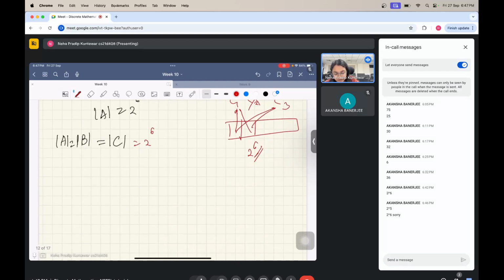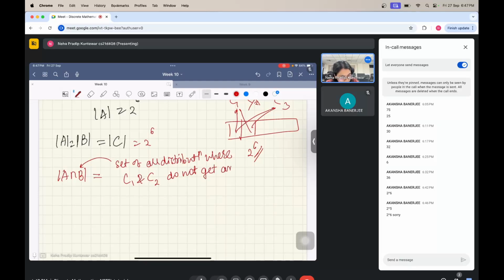Now that we have this, let us find out the value of A intersection B. So what does that mean? This is the set of all distributions where C1 and C2, that is child 1 and 2, do not get any toy. Okay, so this is what we know.